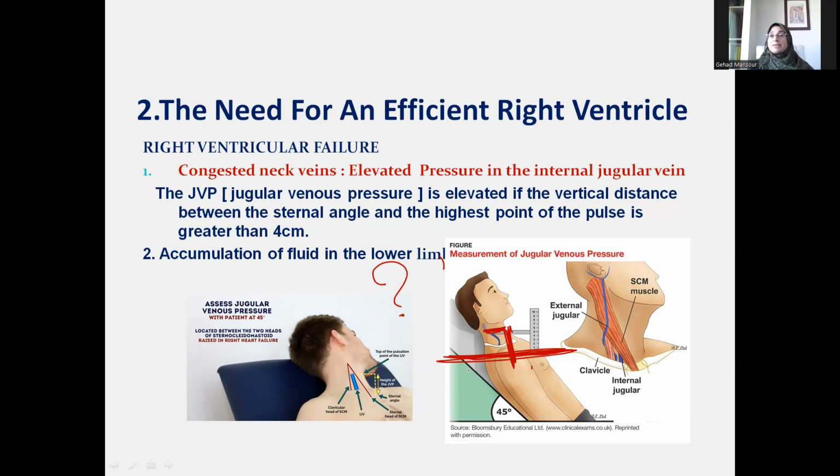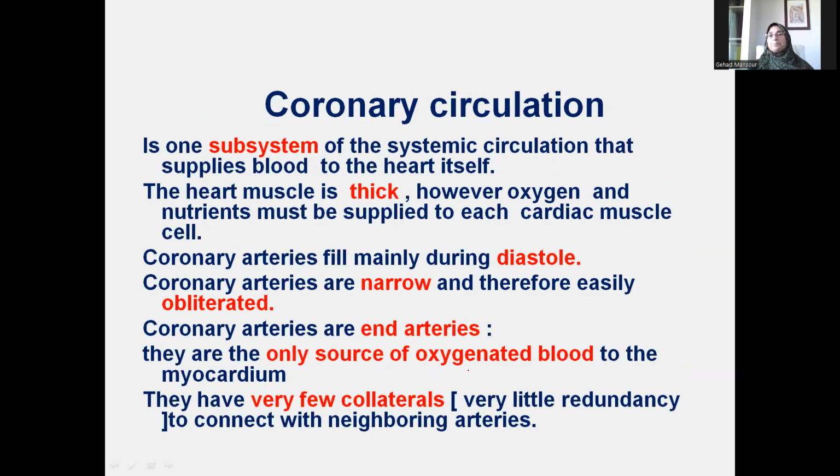And if the patient has congested neck veins, then this is an indication of right ventricular failure. And if the patient has right ventricular failure, then definitely he will have lower limb edema. So it's a triad that starts by right ventricular failure, resulting in congested neck veins and lower limb edema. The coronary circulation, of course, you have to know why the coronary arteries are easily obliterated.